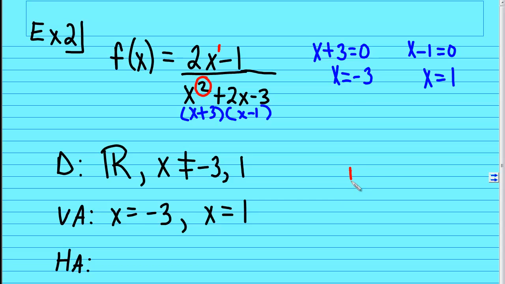The highest degree in the numerator is 1. The highest degree in the denominator is 2. 1 is less than 2, so the numerator is less than the denominator. Remember, if the numerator is less than the denominator, then the horizontal asymptote is y equals 0.